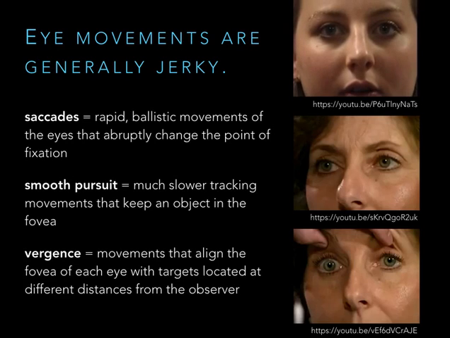In addition to the saccadic movements, we also have smooth movements. There's really only two types. Sometimes you'll see the movements broken down into 3, sometimes 4, but really there's just 2. They're either saccadic or non-saccadic. So they're either fast or they're smooth.